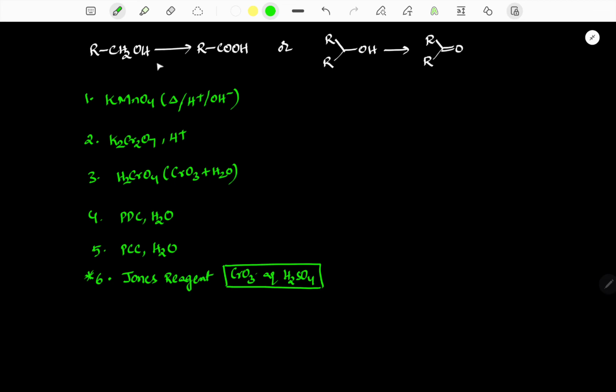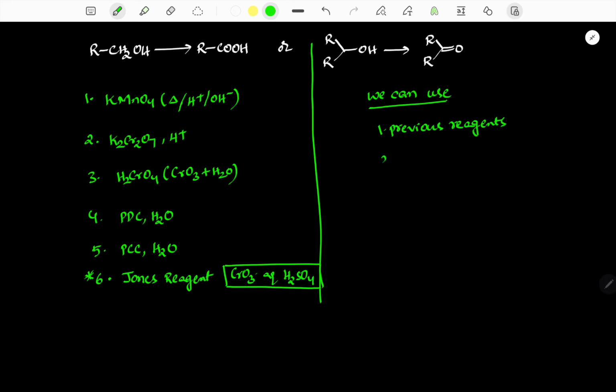So to convert primary alcohol into acid directly, or to convert secondary alcohol to ketone, we can use any one of these reagents. And for ketone especially, we can use previous reagents and present reagents. Both we can use. First point.